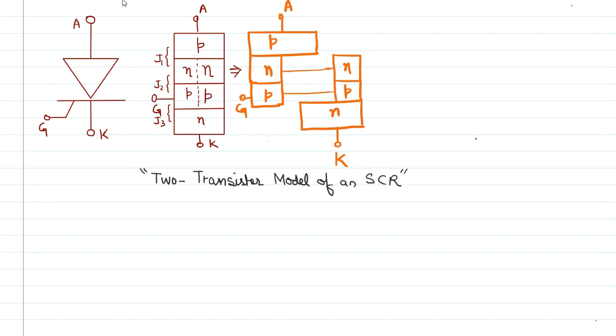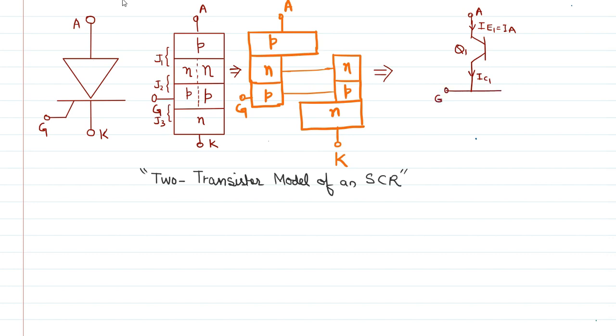The upper half is a PNP transistor, and the lower half is an NPN transistor. We will draw a PNP transistor like this. The upper terminal of this transistor is the anode, and as it is a PNP transistor, this terminal is also the emitter, IE1, which is equal to IA. It is transistor Q1. Obviously this terminal will be the collector, IC1.